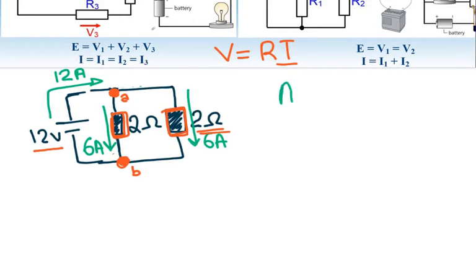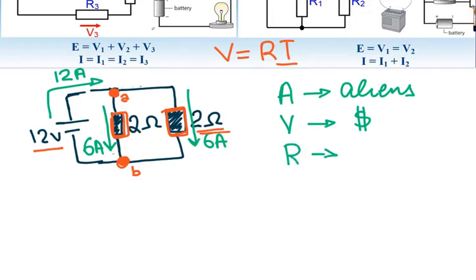When I talk about the current, I will call them aliens. When I talk about the voltage, I'm going to call it the money on a certain planet. This is how much money they have. And when I talk about the resistance, I'm going to call it a bridge. So that's the bridge between 2 points. So the aliens live in the house with so much money in their pocket.